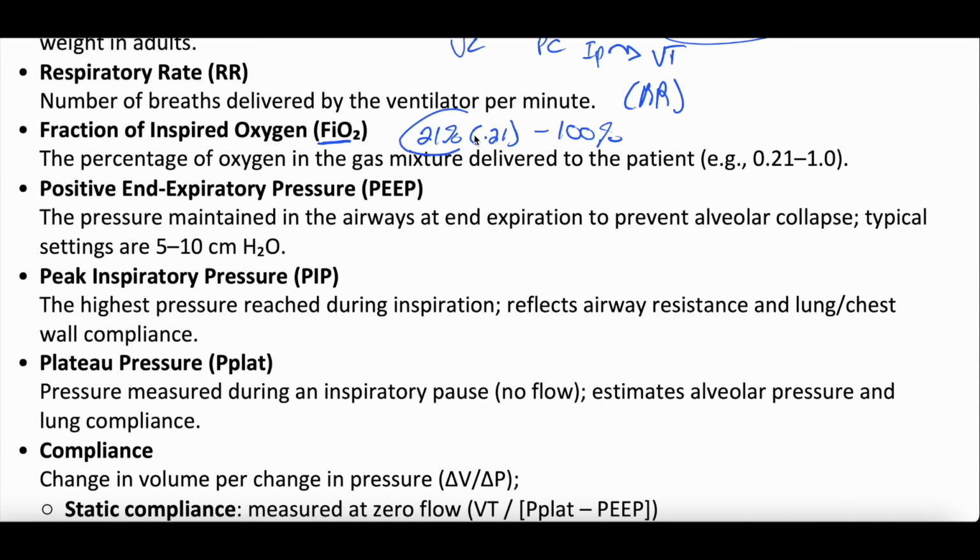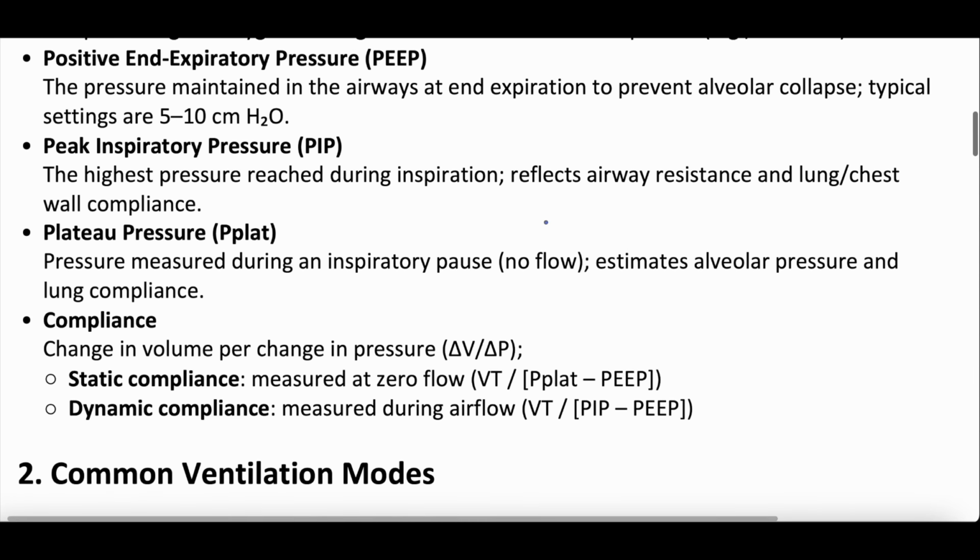Why is 21% the lowest? Well, that's the FiO2, the fraction of inspired oxygen of just atmospheric air. That's what we're all just breathing right now. So we don't put the oxygen lower than the lowest oxygen you would just breathe if you were breathing on your own. Okay, PEEP or positive end expiratory pressure.